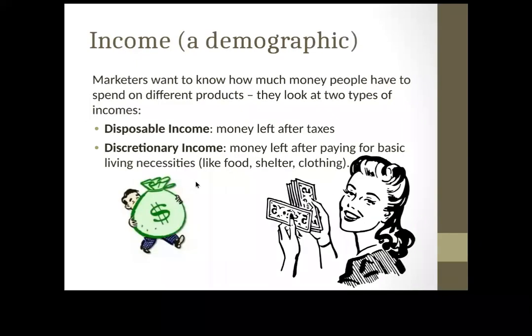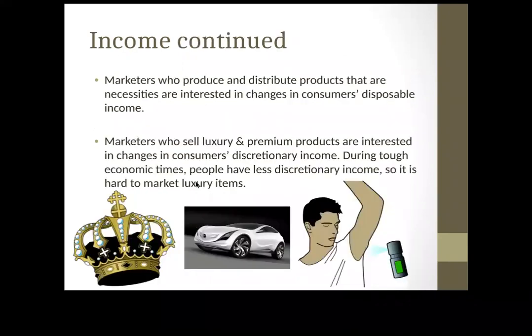Income, as we've just talked about, we have disposable income. That's the money left after paying for your basic needs. I disagree with that, disposable only is money after tax, but I guess that is a more classic definition. Marketers who produce and distribute products that are necessities are interested in changes in disposable income, right?